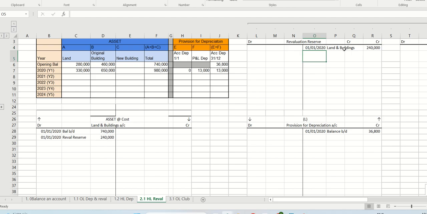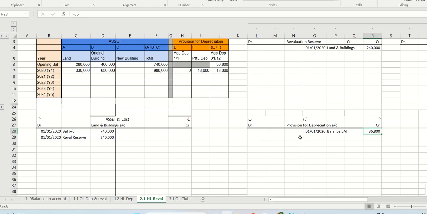Please call it land and buildings. Don't be shortcutting L&B, please. The examiner does not like it. So step one, you increase the value of the asset. Step two, we're going to wipe the depreciation. So in our table, the depreciation went from 36,800 down to zero. That's what we're going to do now in our T accounts.